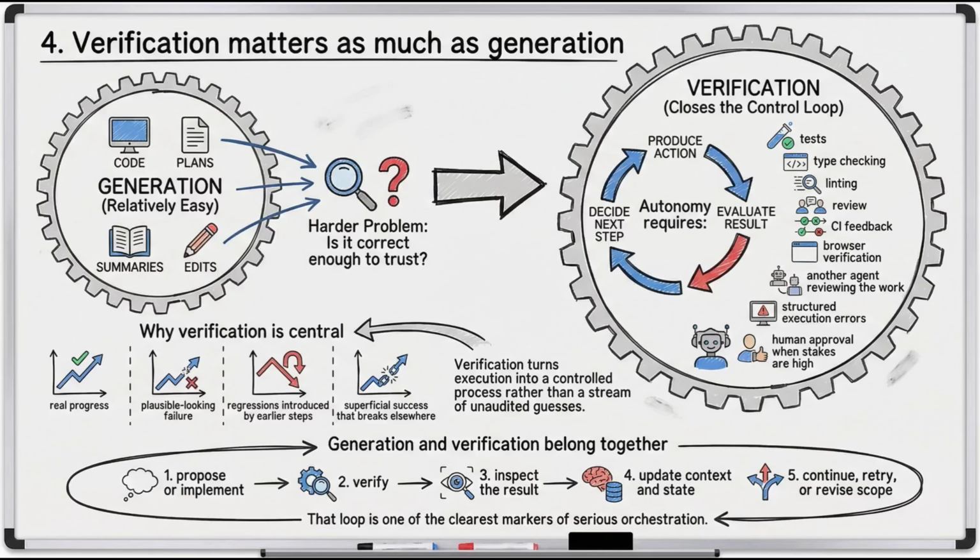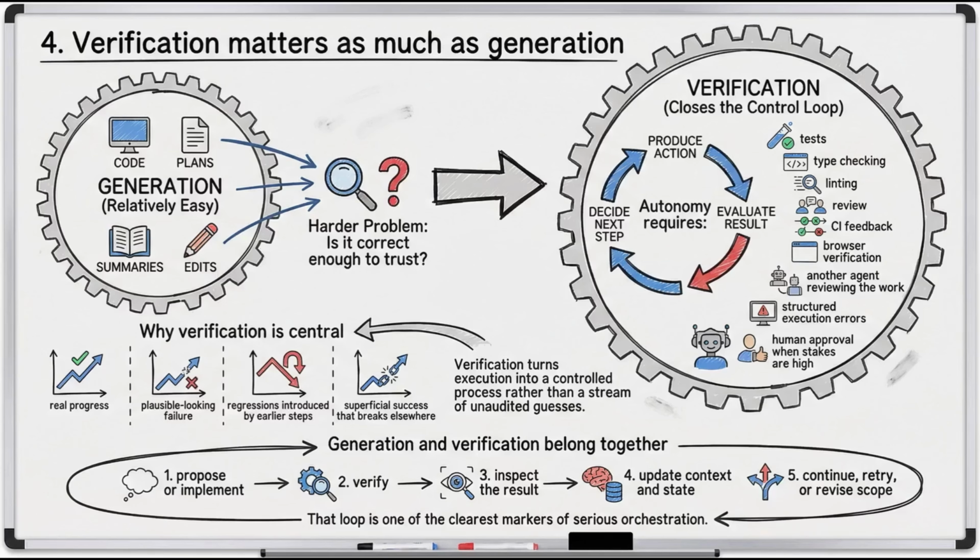But why is this so central to how these systems work? Without strong verification, an AI system is essentially flying blind. It has no reliable way to distinguish between real progress and a failure that just happens to look plausible. Without these checks, an agent might easily introduce regressions or achieve a superficial success that quietly breaks something else in the background. Verification is the crucial step that turns a stream of unaudited, hopeful guesses into a controlled and reliable execution process. Ultimately, generation and verification belong together.